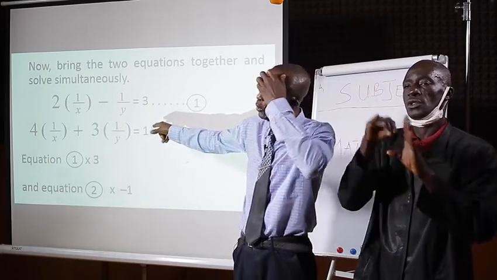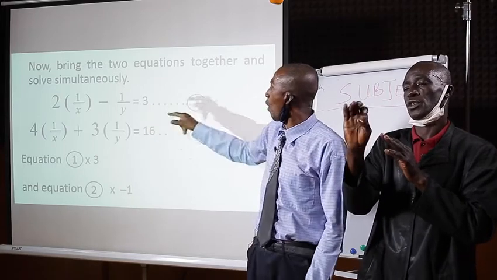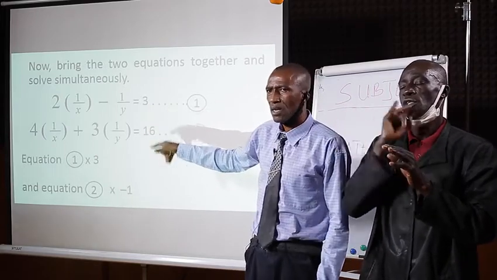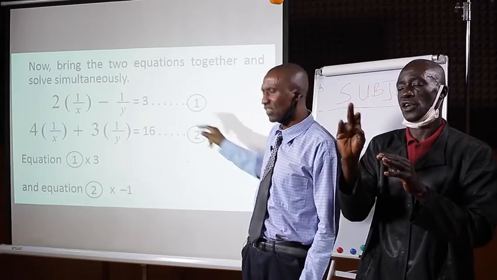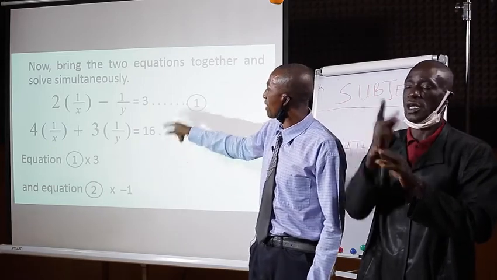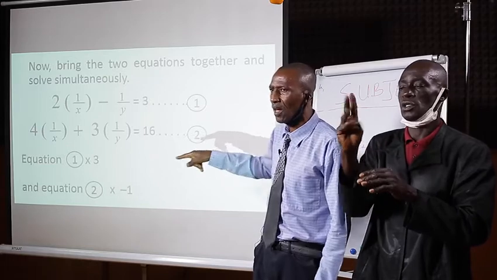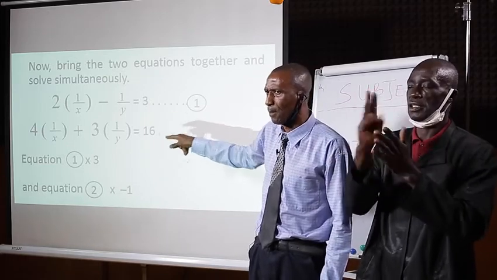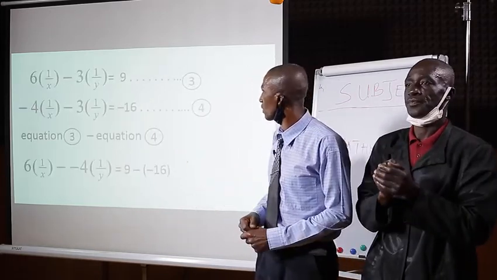And in equation 2, the coefficient of 1 over y is 3. So I multiply equation 1 by 3 to balance them.